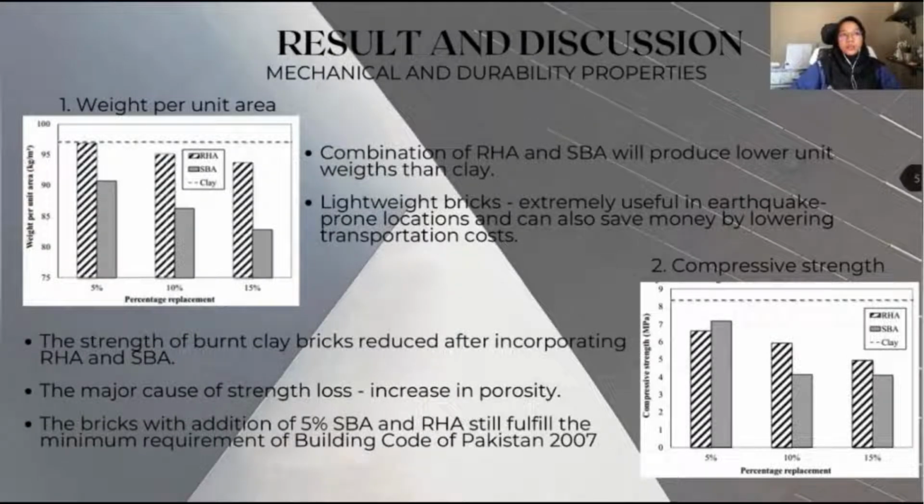The first one is weight per unit area. Combination of RHA and SBA will produce lower unit weights than clay. Lightweight bricks are extremely useful in earthquake-prone locations and can also save money by lowering transportation costs.